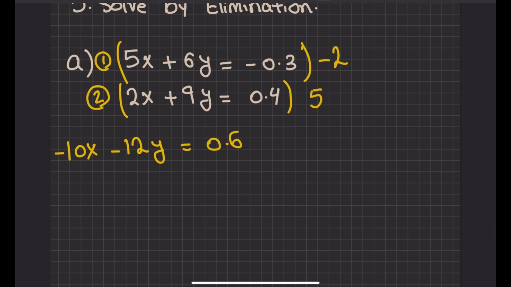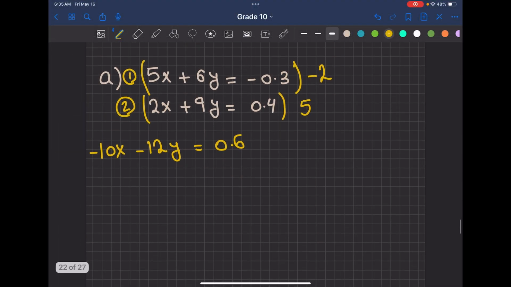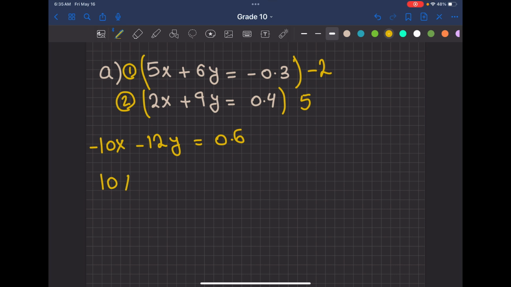So 0.65. So I have to rewrite the second equation. As I mentioned, the multiplier applies to the whole thing in the bracket. So 5 times 10x is going to be 10x, 5 times 9y equals 45y, and 5 times 0.4 equals 2.